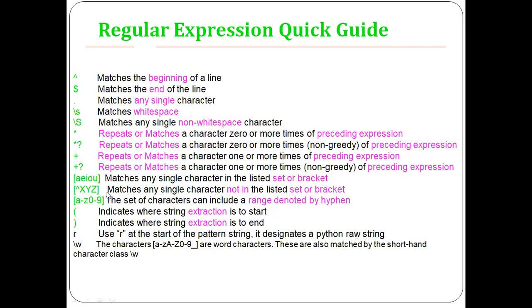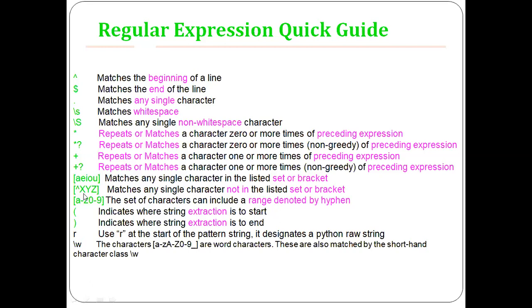The brackets indicate that it is going to match a single character in the listed set, or the bracket. Whatever characters you have, those characters will be matched. Any one of the characters: either it matches A, or E, or I, or O, or U. So it matches any single character which is listed within the bracket. Not all of them, it matches a single character. So that is how it is done.